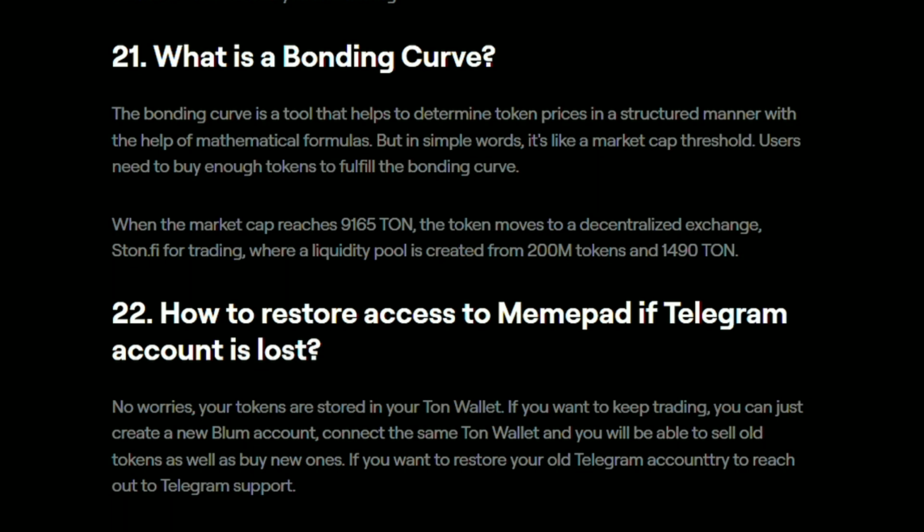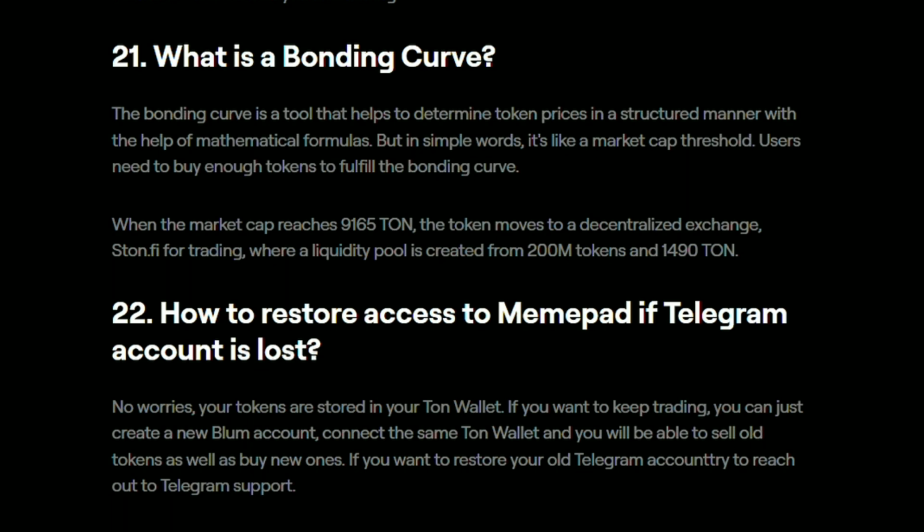Bonding Curve is a tool that helps determine token prices in a structured manner with the help of mathematical formulas, but in simple words, it's like a market cap. It's just like an analysis of how your token is going up and down. That is what you call a Bonding Curve.